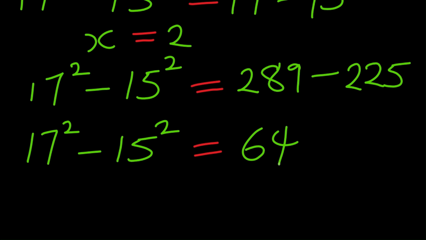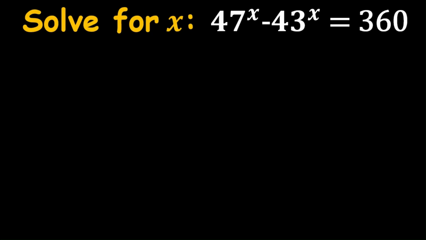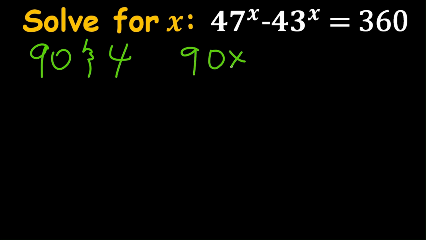We move on to the next question. Let's solve for x in the equation 47 to the power of x minus 43 to the power of x equal to 360. To solve this, let's use expanded method. The best fit is 90 and 4 because 90 times 4 is equal to 360.